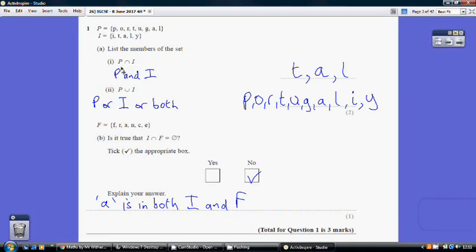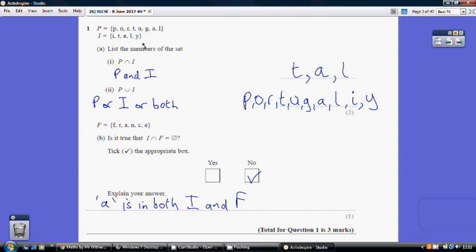So for part A(i), we've been asked to find P intersection I. That means those that are in both P and I, so that's the letters T, A and L. Now in part 2, we're being asked to find P union I. That means they're in P or I or both. So we've listed all of the letters in Portugal and then the new letters from Italy being the I and the Y.